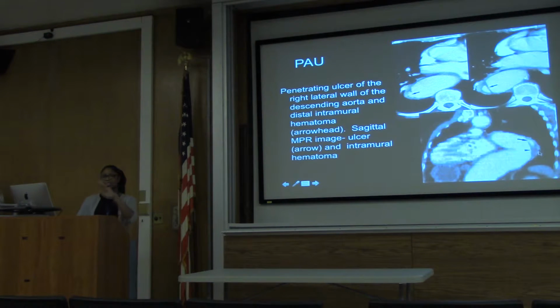And it's really important to look at the sagittal images too, because the axial can be misleading. You may want to call it a dissection because you see a line through it. But if you look at the sagittal, you can see that what you're cutting through here is actually a portion of the intramural hematoma that's associated with this penetrating aortic ulcer.